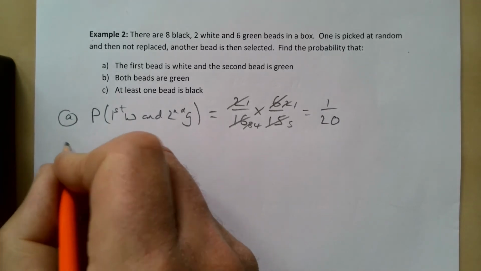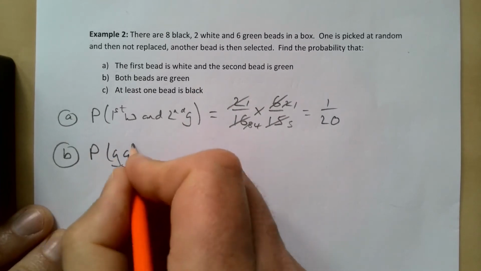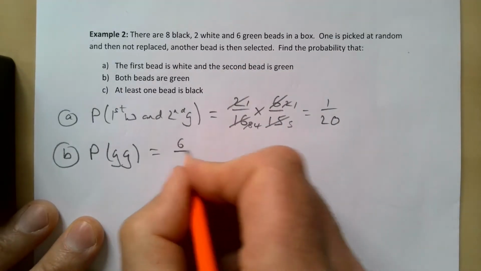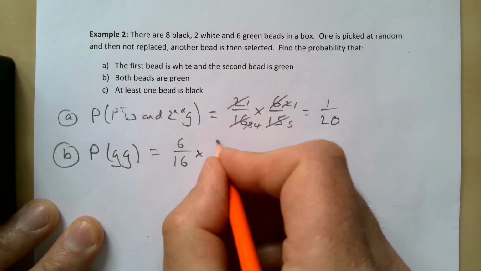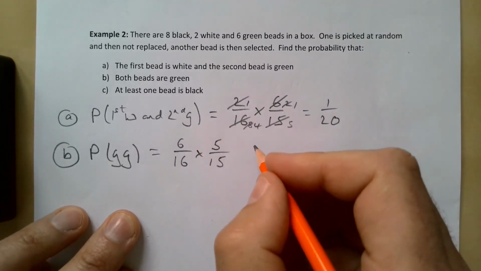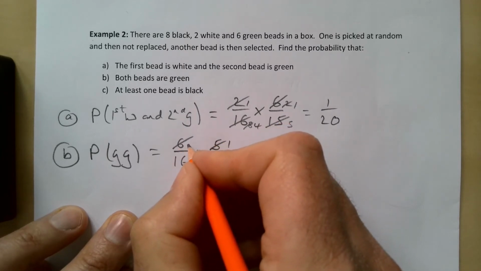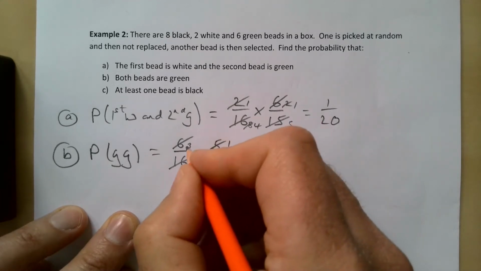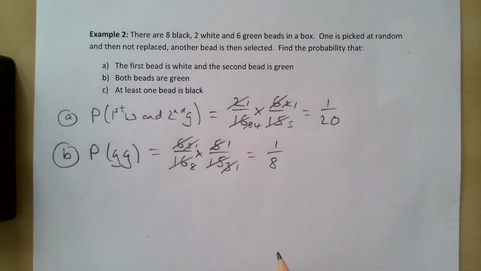Part B. Both beads are green. Probability of green and then green. What's the probability the first one I take out is green? That will be 6 over 16. There's now only 5 greens left, so it's 5 over 15. Right, does this cancel? That's a 1, that's a 3, isn't it? That divides by 2 to give me 3, that divides by 2 to give me 8, that divides by 3 to give me 1. And so I end up then with an 8th.